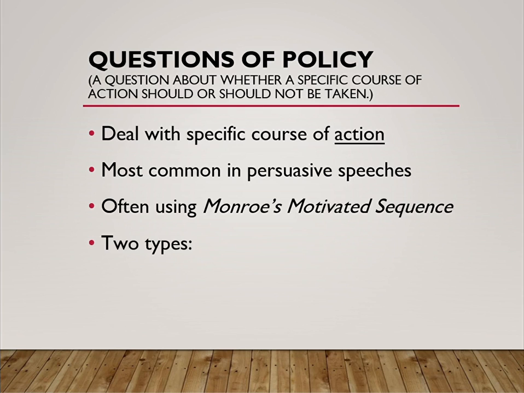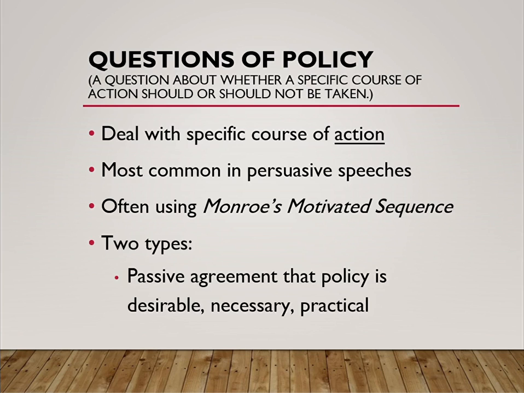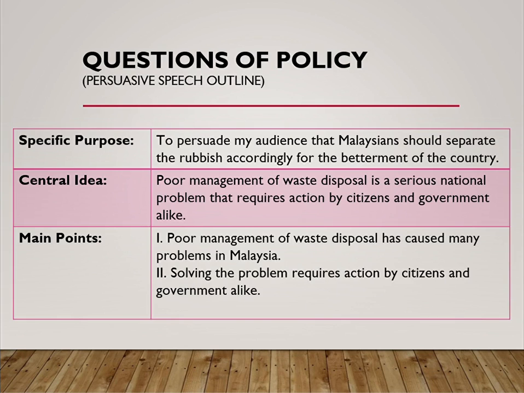This falls into two types: passive agreement, or motivating the audience to take action. The type that you should be doing is questions of policy and motivating the audience to take action, because everything in your persuasive speech should call for immediate action. Passive agreement is not really suitable in our ELC590. This is the outline example, and you can reread this later.